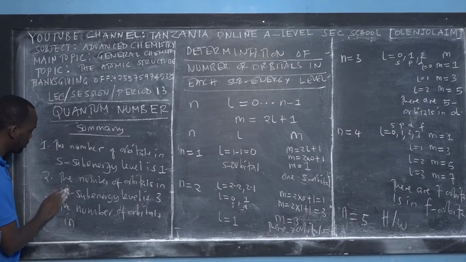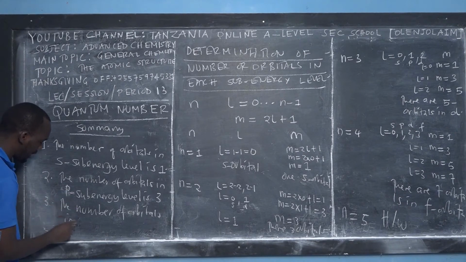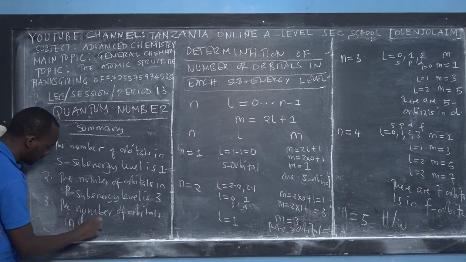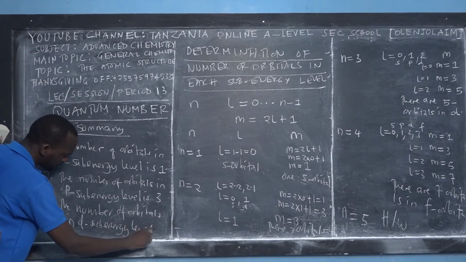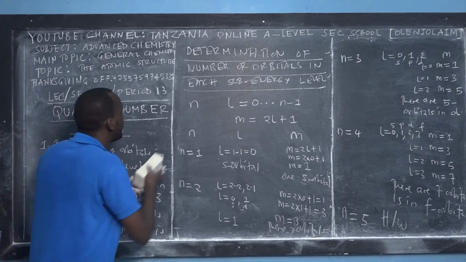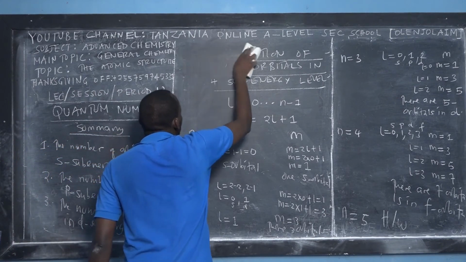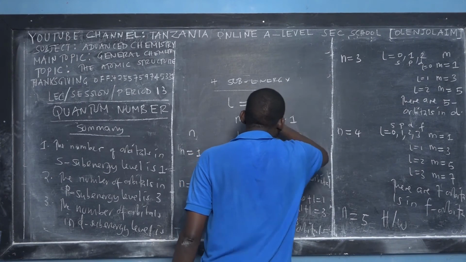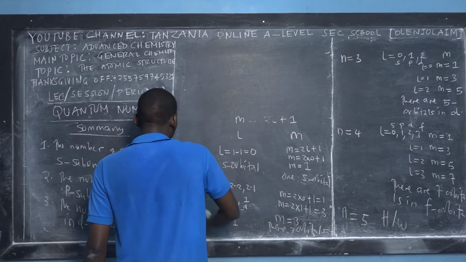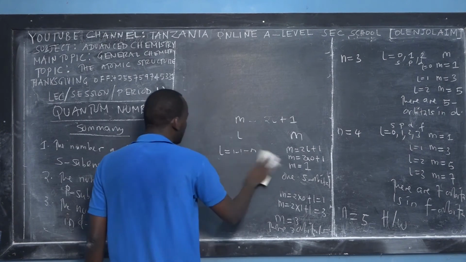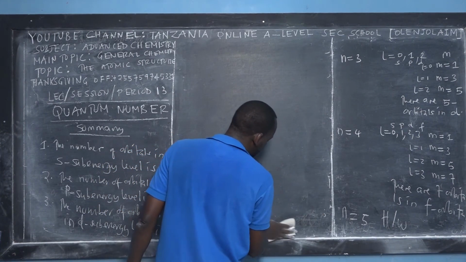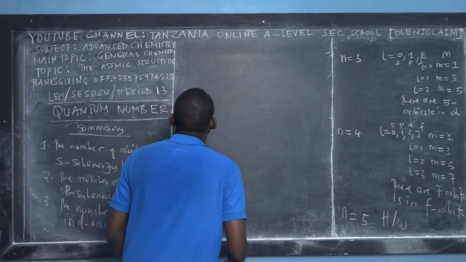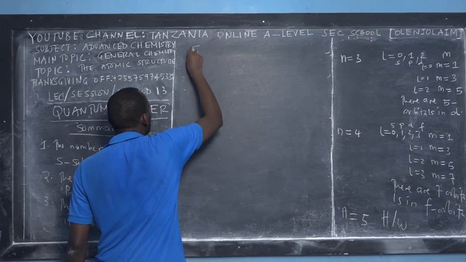This is p orbital. The number of orbitals in this sub-energy level is 5. And you have determined, I showed you how we get 5. Chemistry is beautiful, atomic structure is beautiful, general chemistry for advanced students is beautiful, so stay tuned. So you say that is 5.